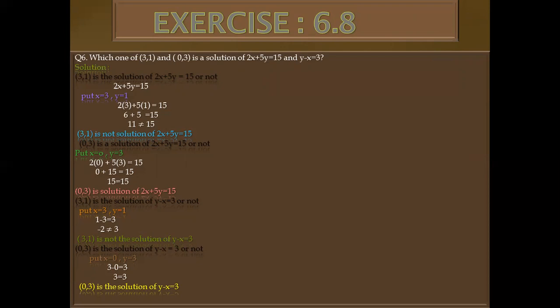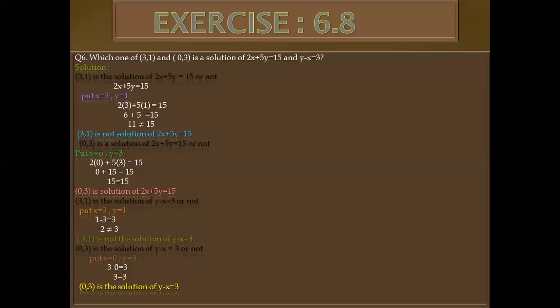Now in the equation 2x plus 5y, you put x is 3 and y is 1. 2 into 3 plus 5 into 1. 2 threes are 6 and 5 ones are 5. When we add 6 and 5, there is 11 and 11 is not equal to 15. It means that the first ordered pair is not the solution of 2x plus 5y is equal to 15.